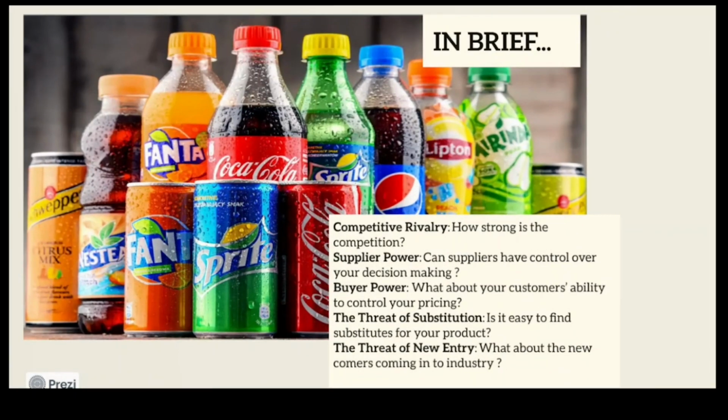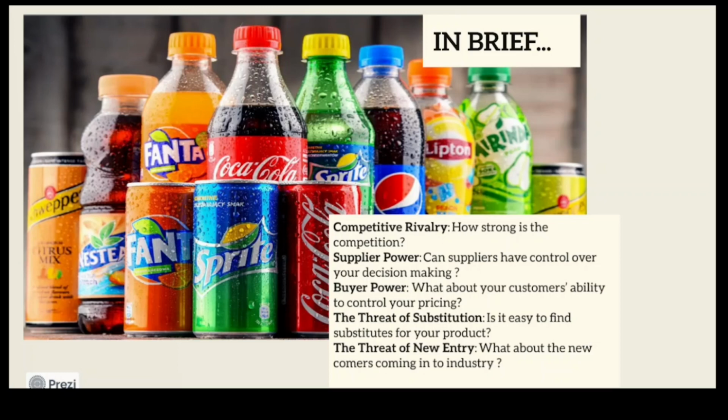In brief, take a look at the meaning of them: new entry, substitution, buyer power, supplier power, competitive rivalry. Take some reading on it. And while we do that, let's take a look at the soft drink industry. What about the competitive rivalry? There's not too much competition in the soft drink industry because it's rather heavy cost in running the operation, especially maintaining a huge production capacity as well as a massive supplier network.